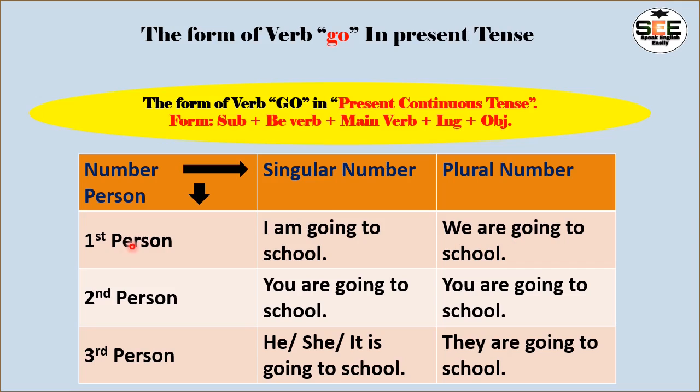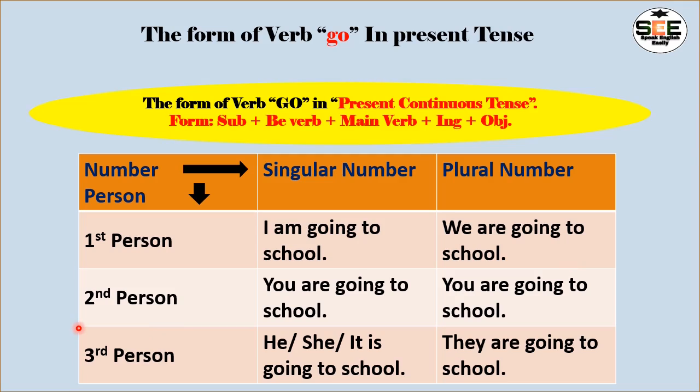So please repeat it. I am going to repeat this. First person singular number in present continuous tense: I am going to school, and first person plural number in present continuous tense: we are going to school, right?